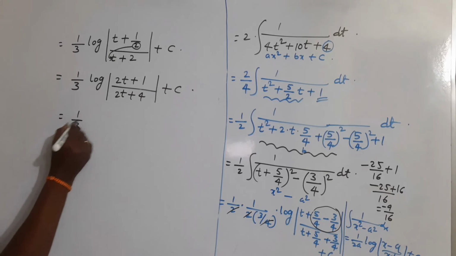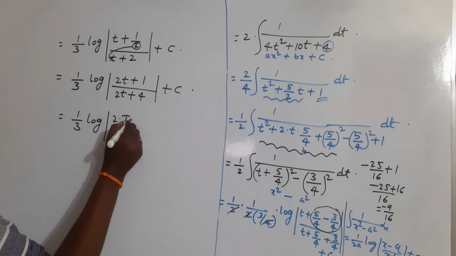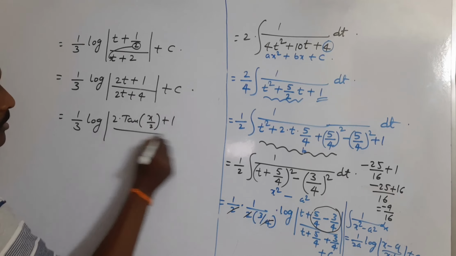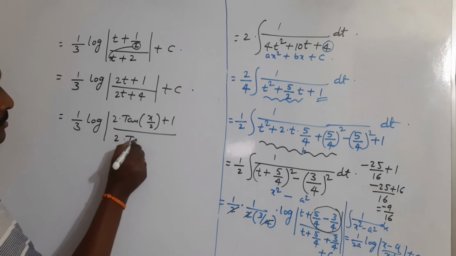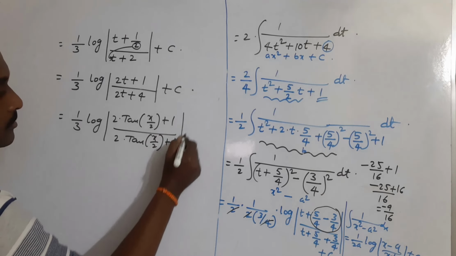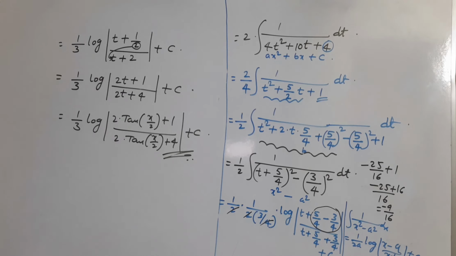So 1 by 3 into, we should replace the value of t in the last step. The value of t is tan of x by 2, plus 1 over 2 into tan of x by 2 plus 4 plus c.